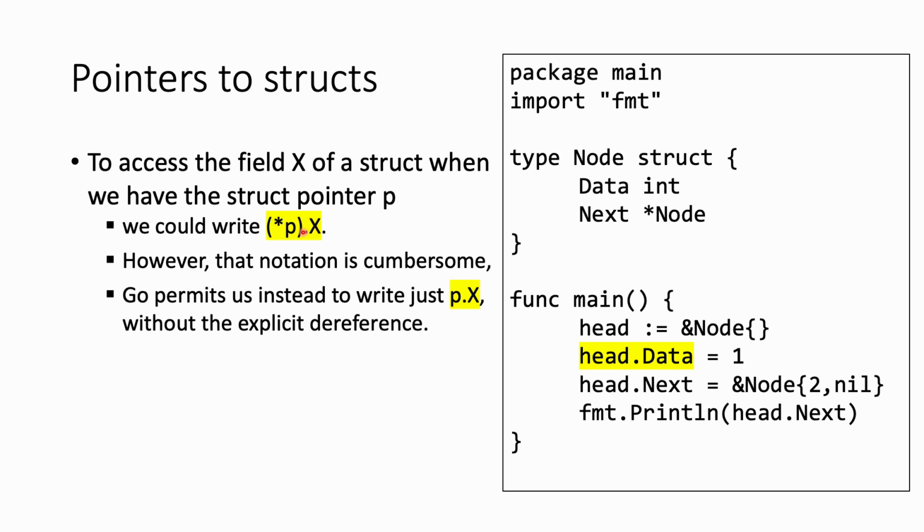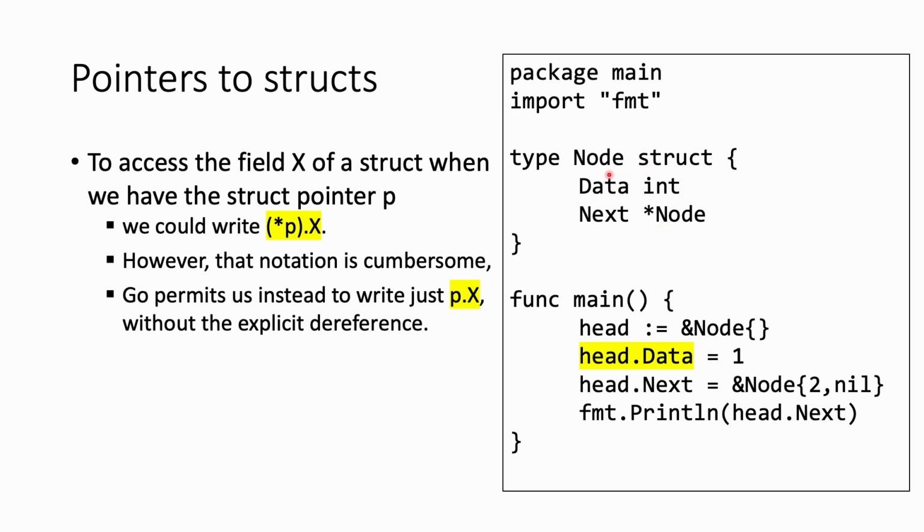However, that notation is cumbersome. So Go permits us instead to write just p.X without the explicit dereference. Here is an example demonstrating how to access a field of a struct from a struct pointer using this shorthand syntax. This example also shows how to use struct and pointers to implement a linked list.